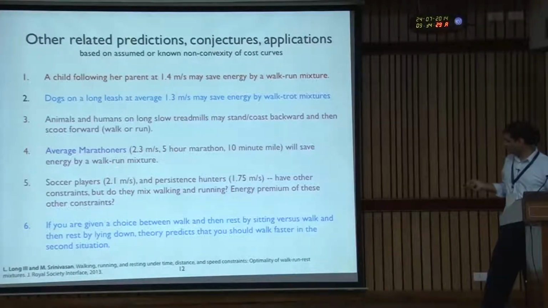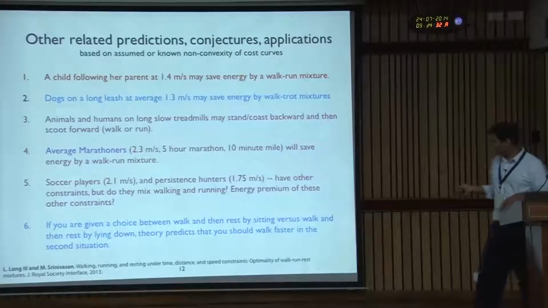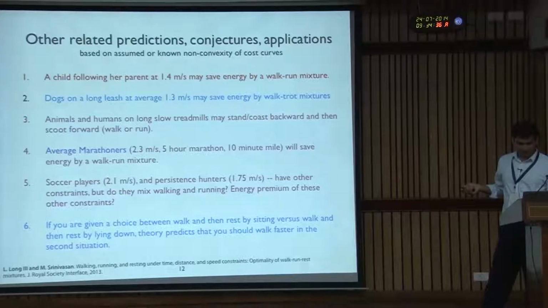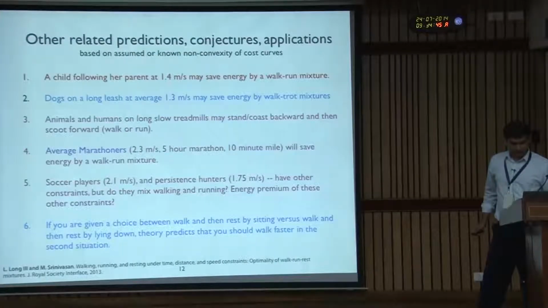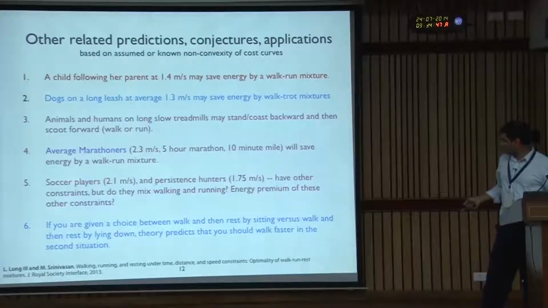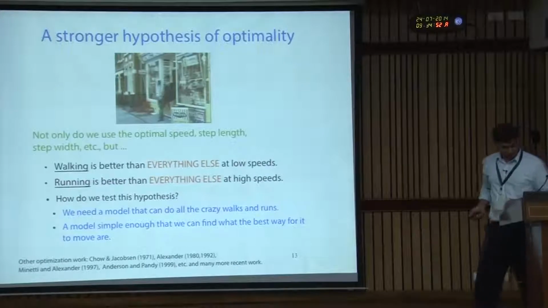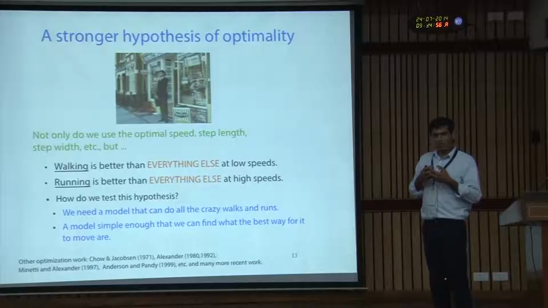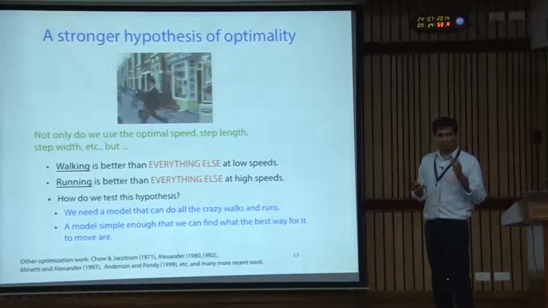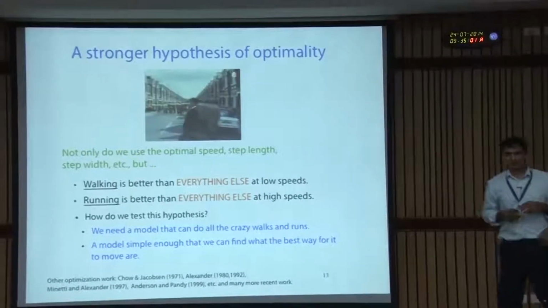You can show that if you look at average marathon times or average running times, the optimal thing to do for those 10-minute milers is to use about 80% walking and 20% running or so. So lots of different applications, if you will. And we get some other strange predictions, which maybe I won't go into. Okay, so those are a couple of little studies which demonstrated choices that people make during locomotion, which seem to at least approximately be consistent with energy optimality.